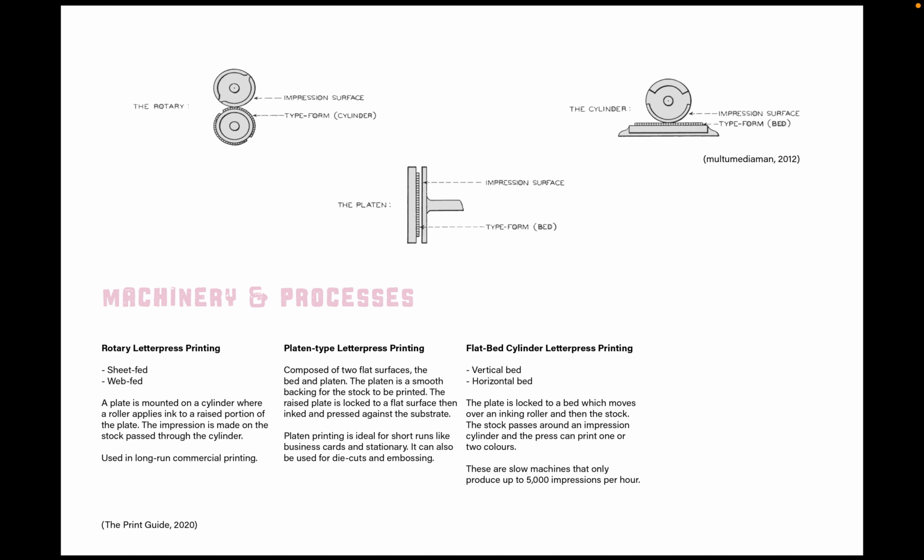The platen type letterpress is composed of 2 flat surfaces in which a raised plate is locked to a flat surface, inked, and pressed against the stock. This is most commonly used for short-run business cards and stationery. The 3rd kind of letterpress is the flatbed cylinder, where a roller is inked and presses an impression onto the substrate. This method is quite slow-moving and is limited to 1 or 2 colors.